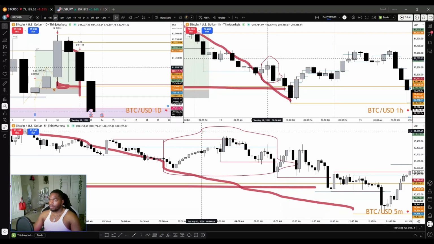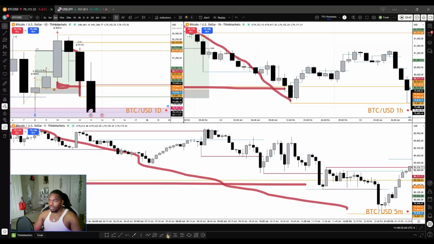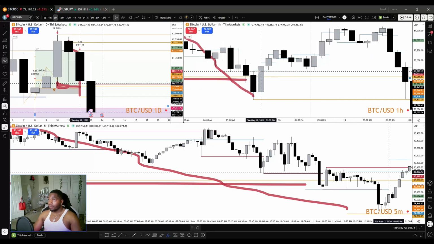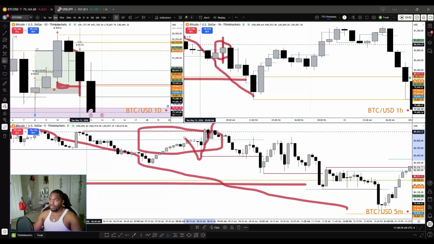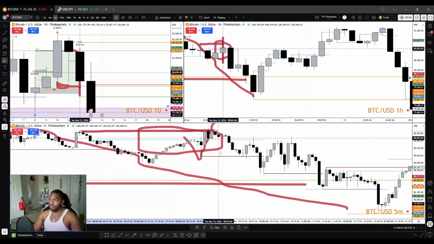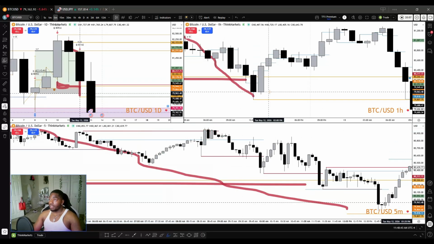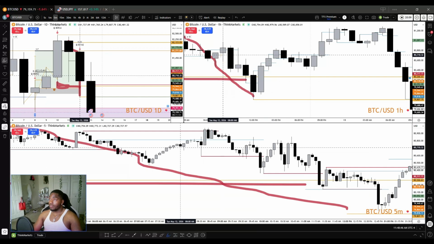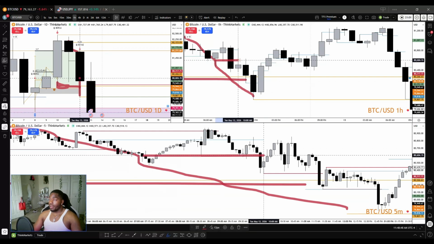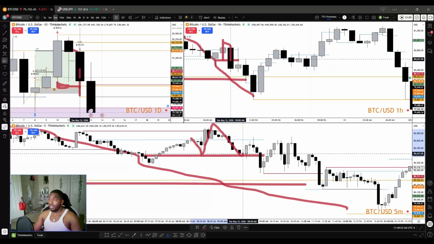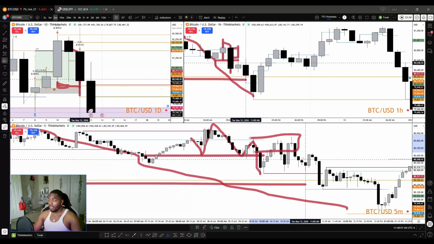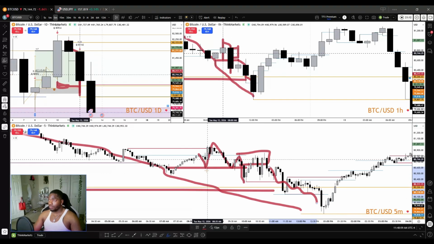You know what I'm saying? Like, let me show you what I mean. Pretty sure somebody might understand it. But this candle right here happened because of this 5 minute break of structure right here. But at the same time, this candle closure right here broke structure back down to the downside. And then from there, it maintained and it continued its downward fizzle.